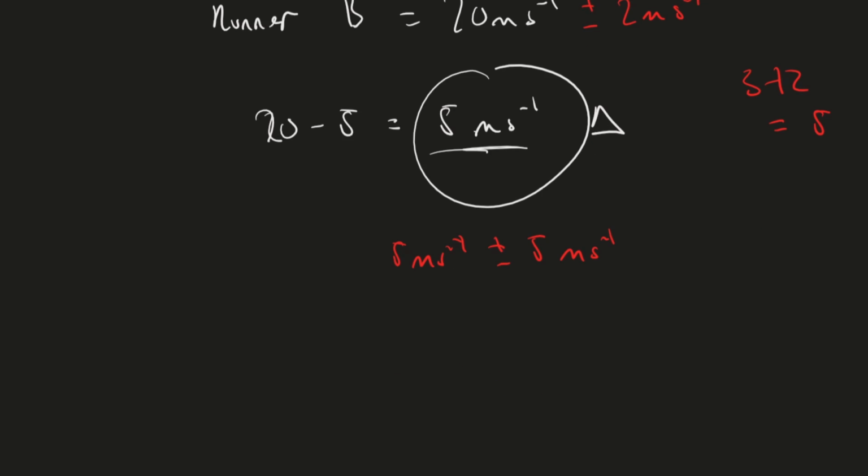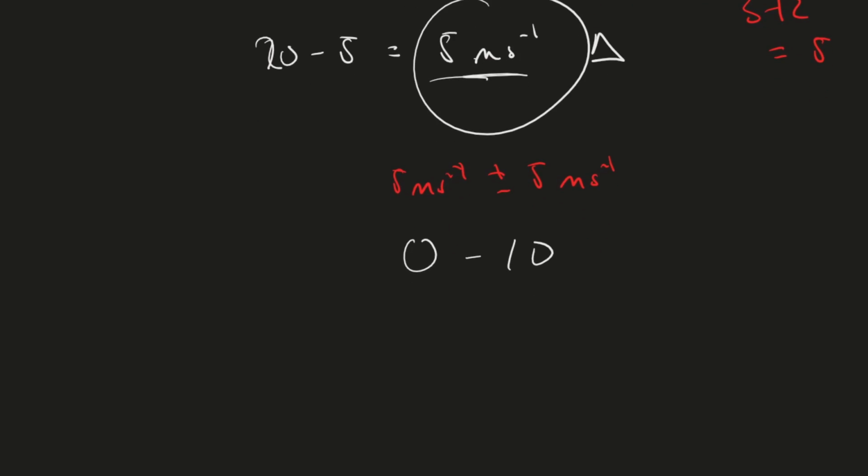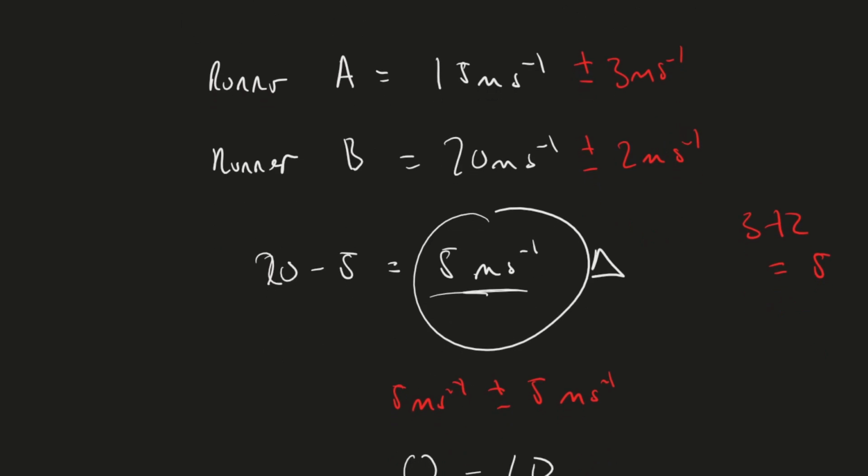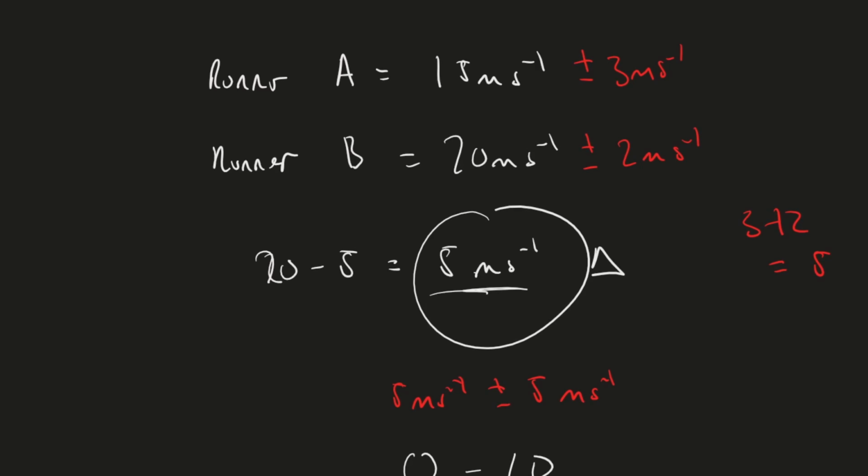Okay, so essentially we're saying that the difference could be anywhere from 0, so 5 minus 5, or 10, so 5 plus 5 equals 10. Okay, so that's for when you add different data points together and you want to work out the uncertainty of the actual calculation, then you just add the absolute uncertainties. So if you add or subtract, that's how you do it.